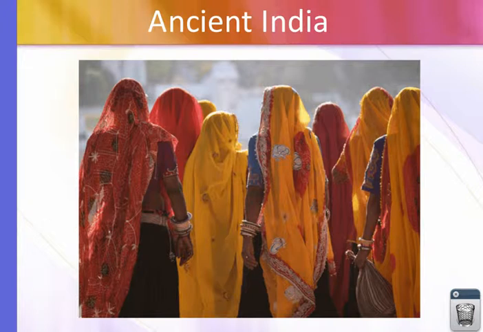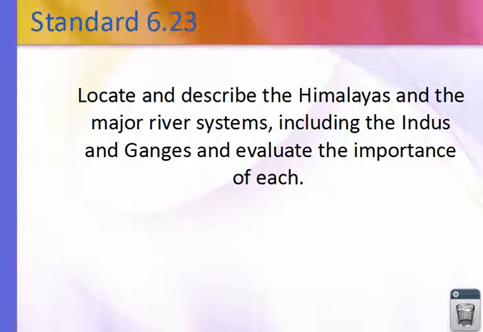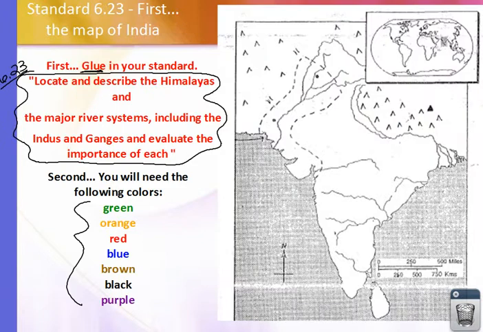The first thing that you should have received is a list of all your standards for the unit India. The first one you're going to see is standard 6.23 that says locate and describe the Himalayas and the major river systems, including the Indus and Ganges, and evaluate the importance of each. The next thing you should have received from me is a map.